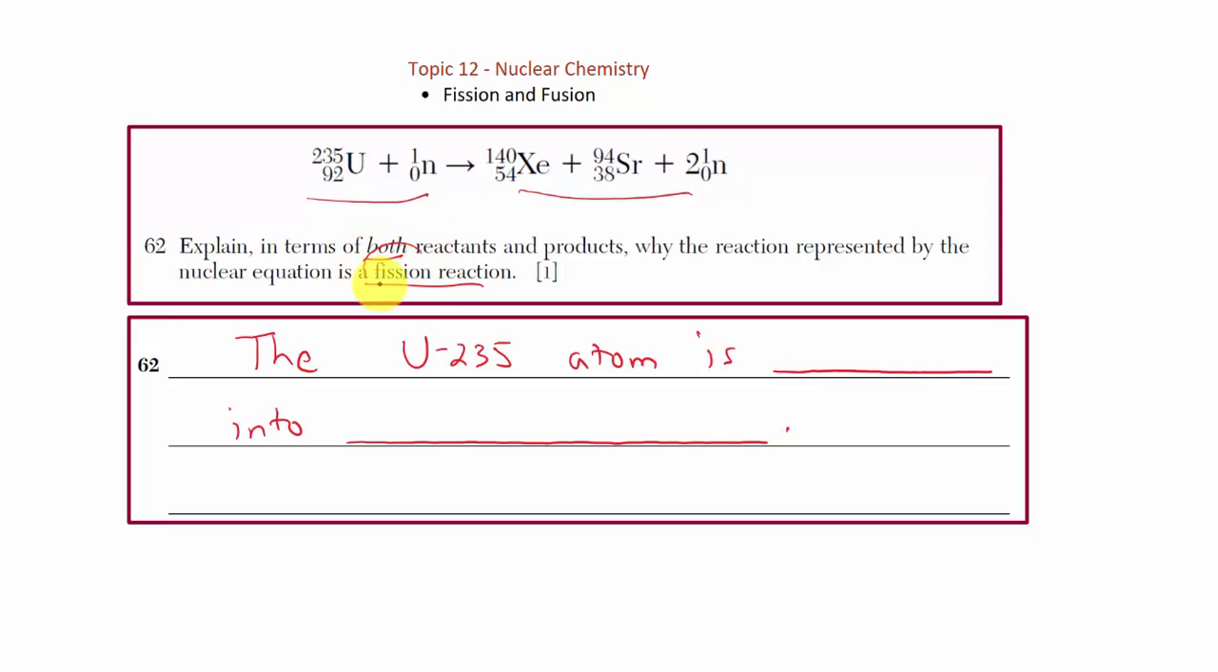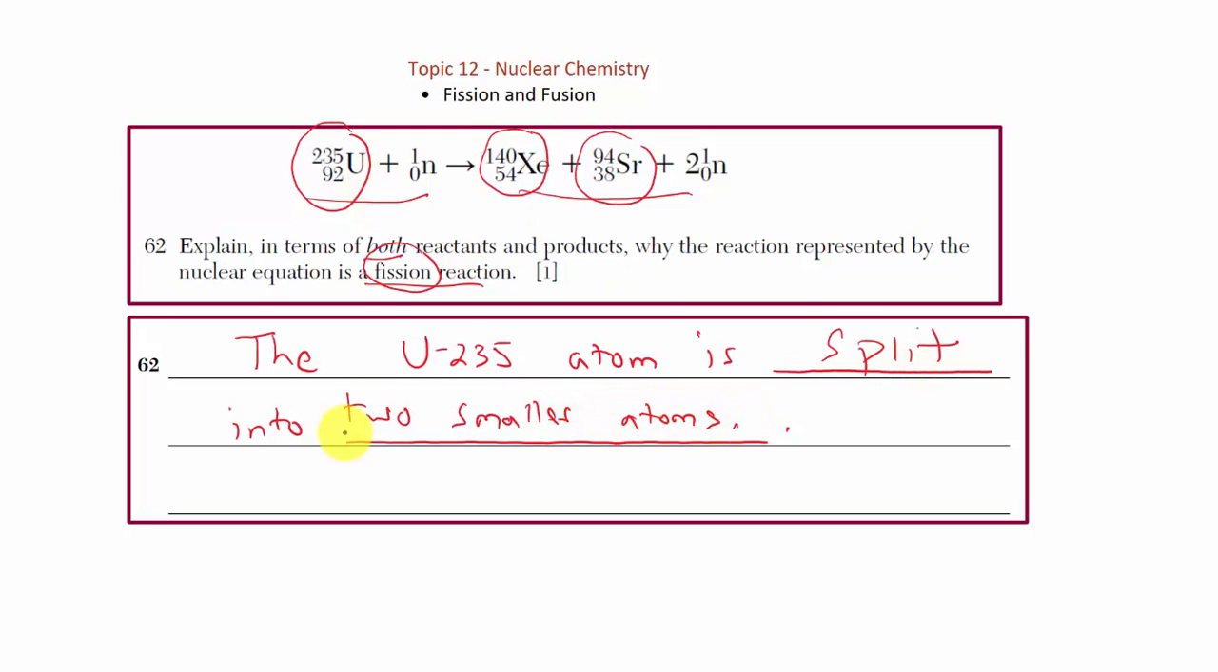Getting to the definition of what fission really is, fission involves the splitting of a large nucleus to form two smaller nuclei. And that's clearly what's going on here. We have the large nucleus, uranium-235, which is being split through the collision with this neutron to form two smaller nuclei, the xenon and the strontium nuclei. So, in simplest terms, we could say the U-235 atom is split into two smaller atoms.